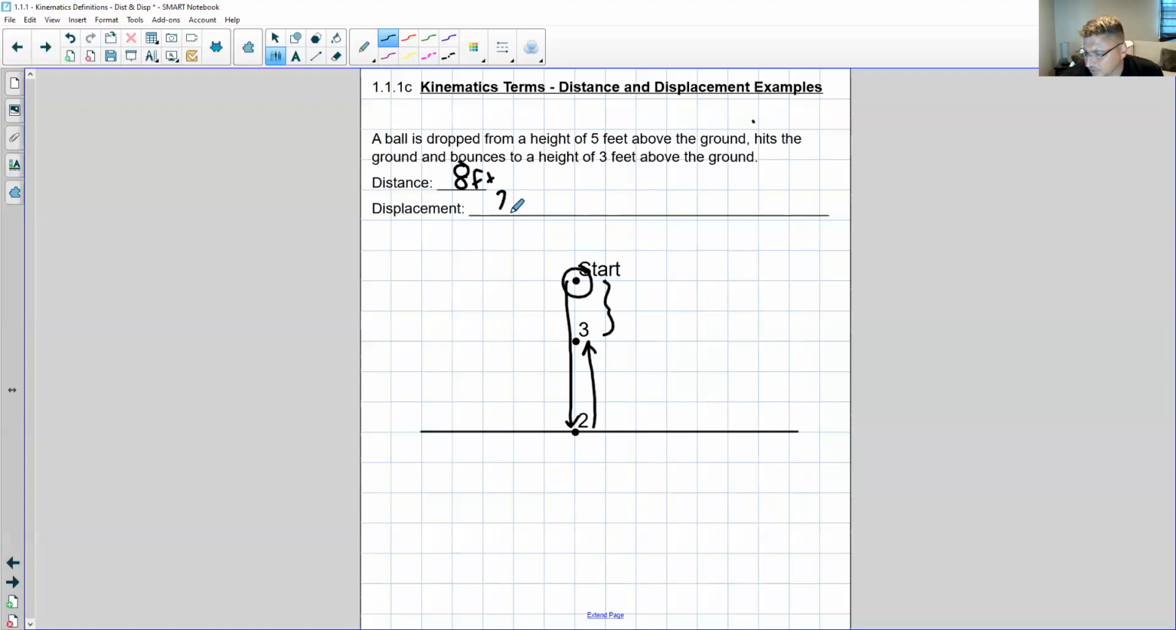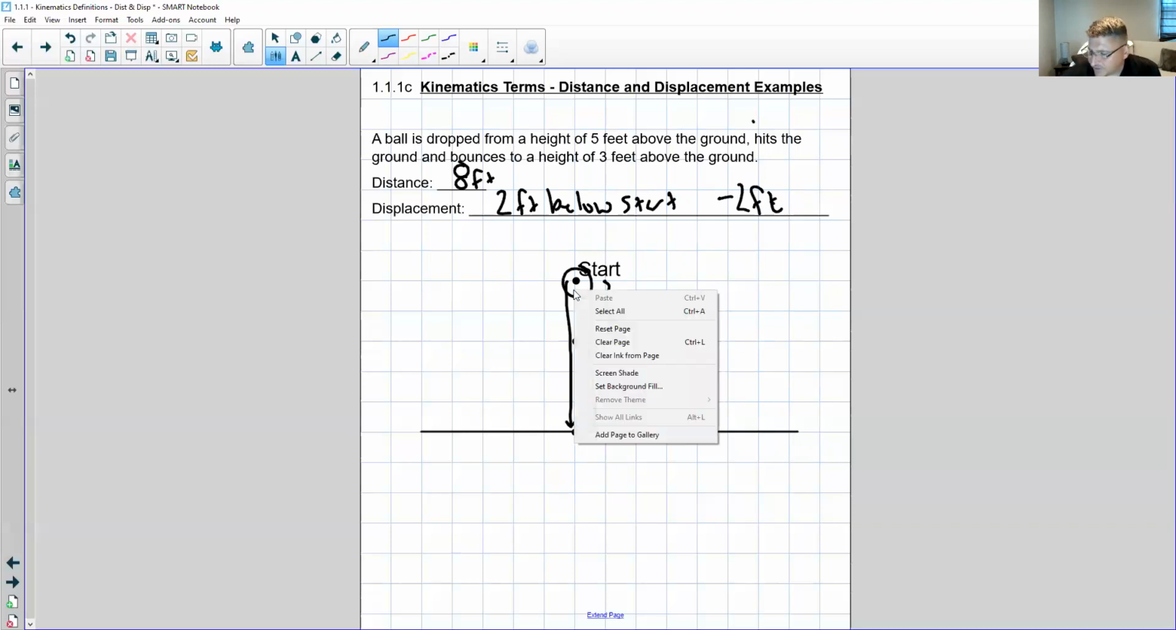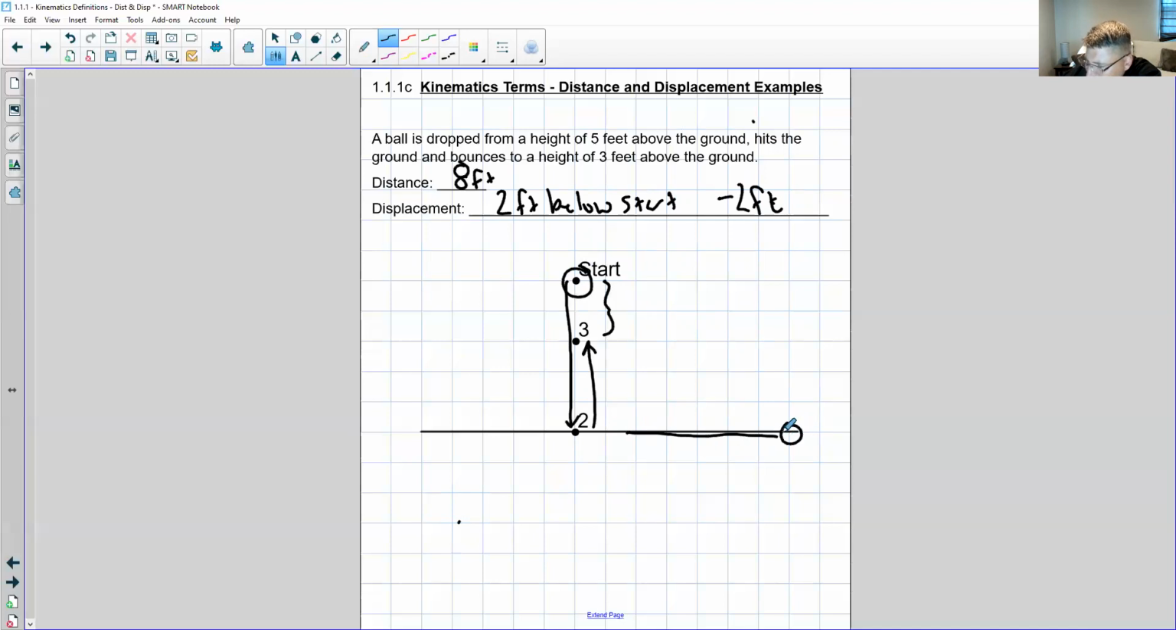So let's say 2 feet below start, or we could say minus 2 feet. Both of these things would mean the same thing if this is our point of origin. Now, there is another way to look at this. What if we didn't want to call this the 0 point? What if we wanted to refer to the ground as if this were a position of 0?